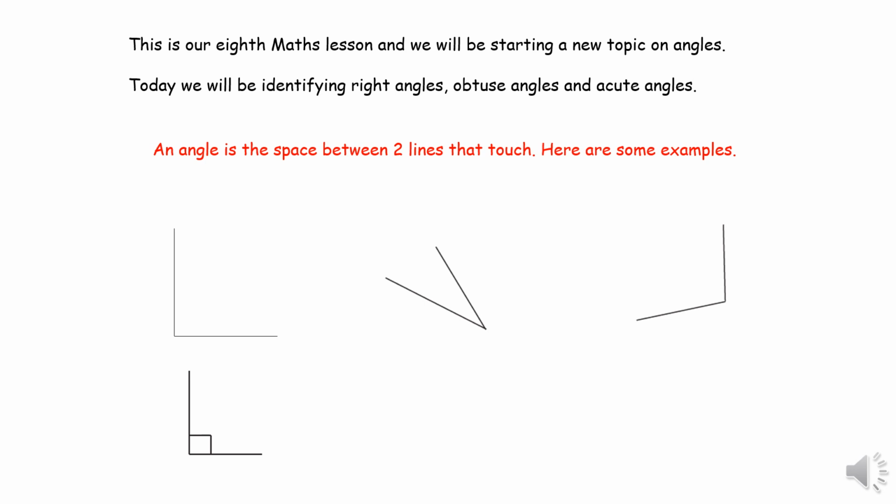Next to it, in the middle, there is another angle. This is an acute angle because it is less than 90 degrees, it's smaller. The third angle is called an obtuse angle. This is because it is bigger than 90 degrees, it is bigger than a right angle.